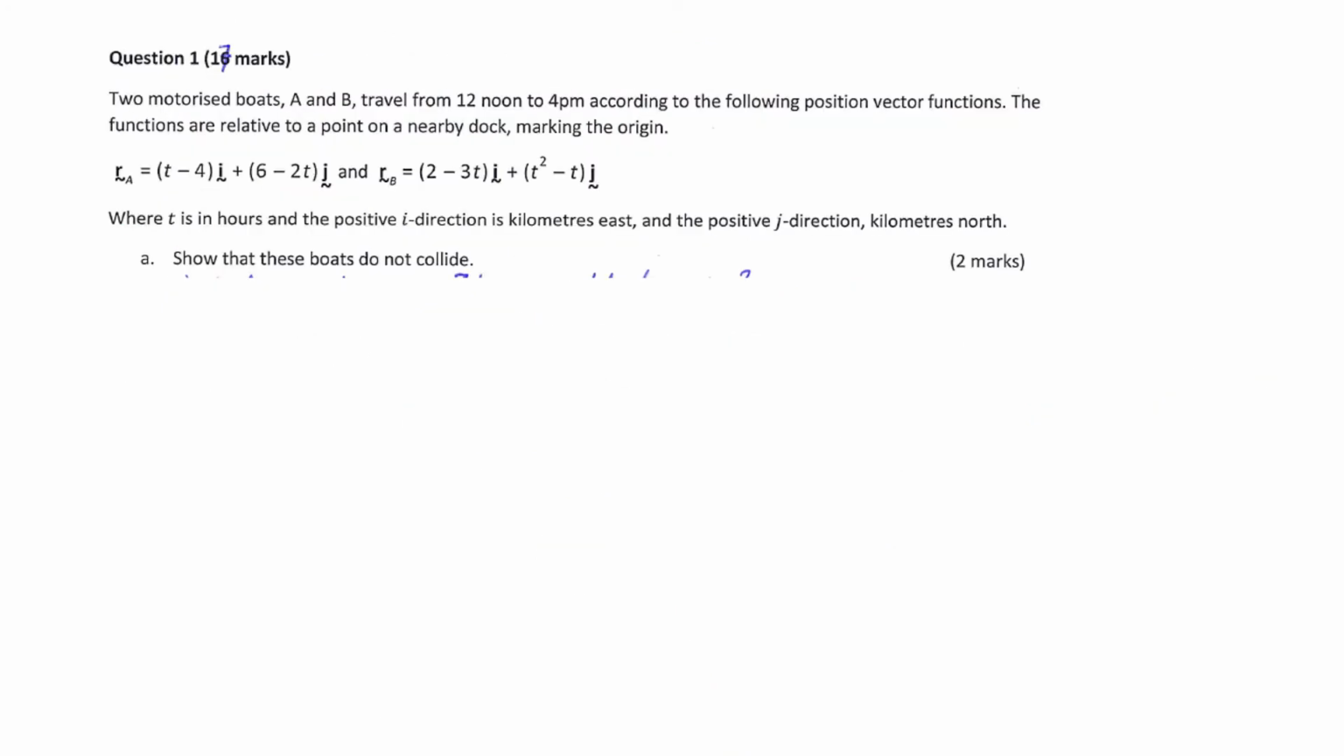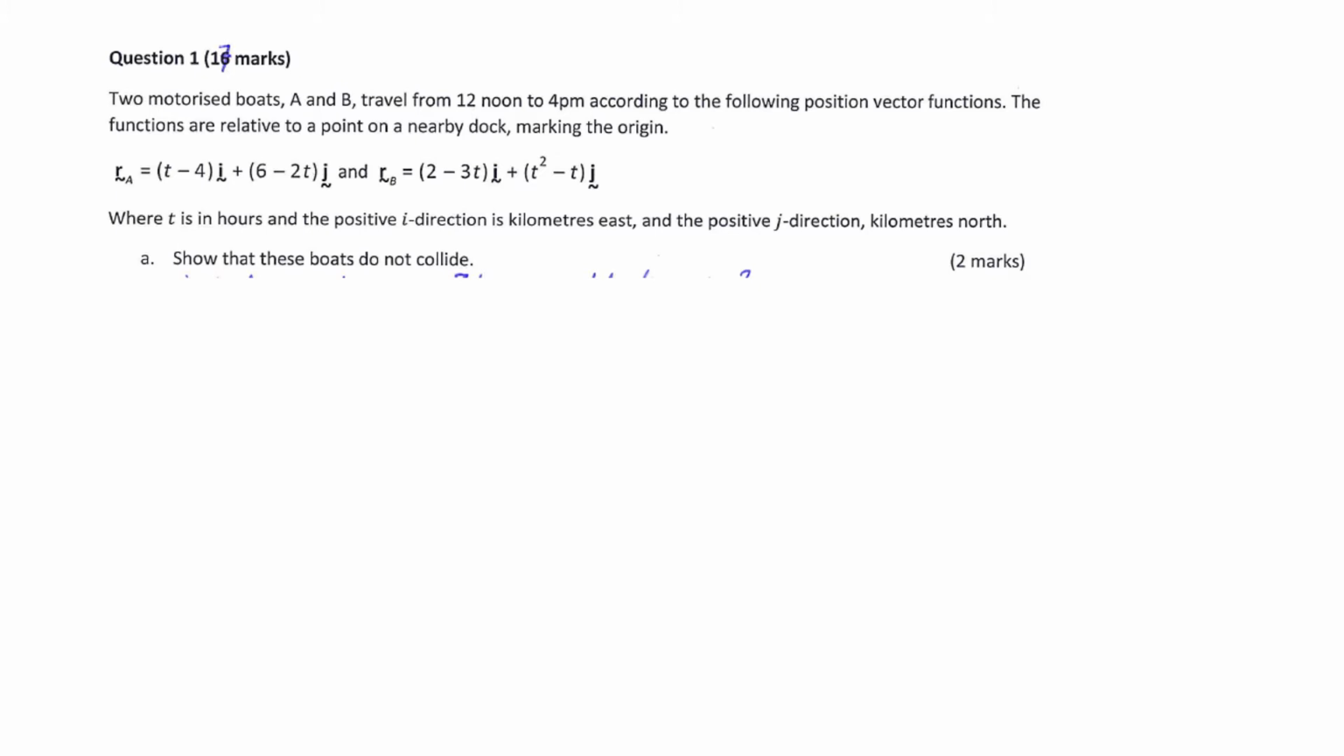All right, from the multiple choice, we move into the extended response. That's where the money lies, guys. So, okay, two motorized boats, we're told, A and B, travel from 12 noon to 4 p.m., so a 4-hour journey, according to the following position vector function.